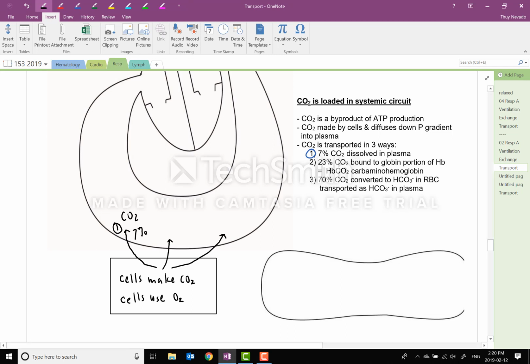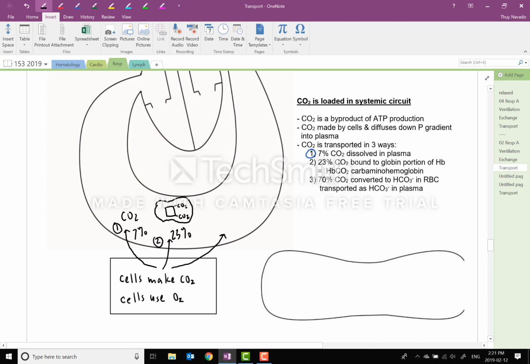About a quarter of it, say 23% actually, will enter into the red blood cells and bind to hemoglobin. And you know about that. We've talked about that before. It binds to the globin portion and knocks off CO2. So there it is inside the red blood cell.